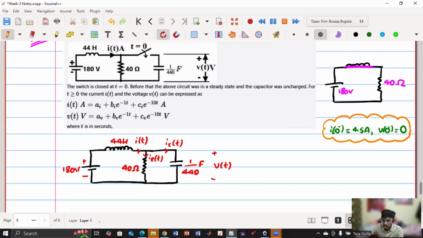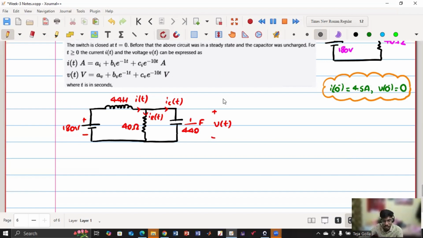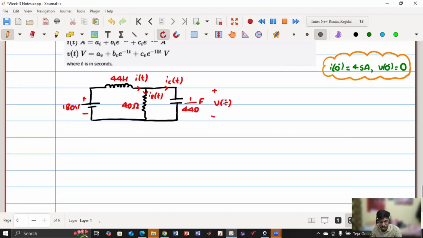Okay, before we proceed further, can someone tell me what is IC of t in terms of V of t and what is IR of t in terms of V of t? I need these two expressions. IR of t is equal to 180 by 40? Why 180 by 40? V by R.